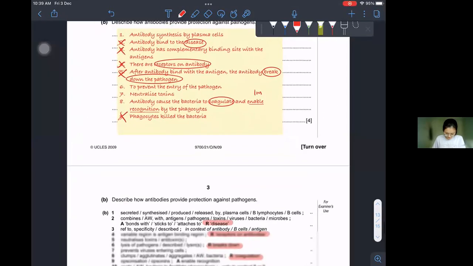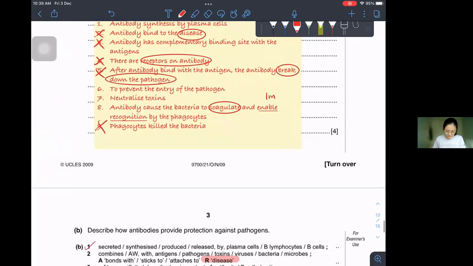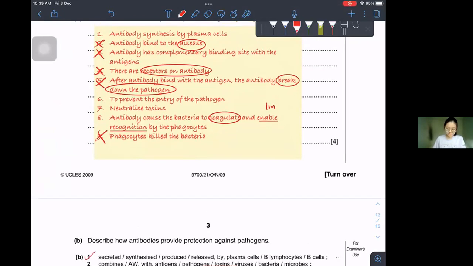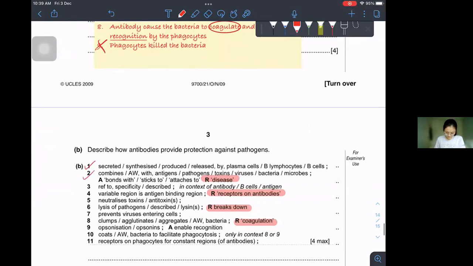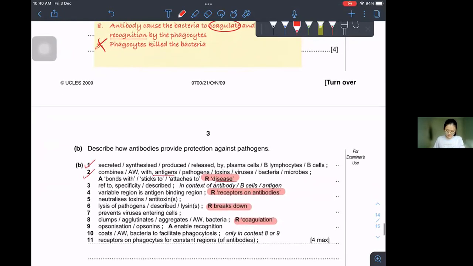Because from this mark scheme, the first point is actually secreted by the plasma cell. So antibodies are secreted by the plasma cell. So it is one of the answers here. And number 2 is wrong, because antibody binds to the disease. It's actually not binds to the disease, it's actually binds to the antigen. So it's rejected, and it combines with the antigen. And point 3 refers to the specificity of the antigens. This point you can include in your answers.